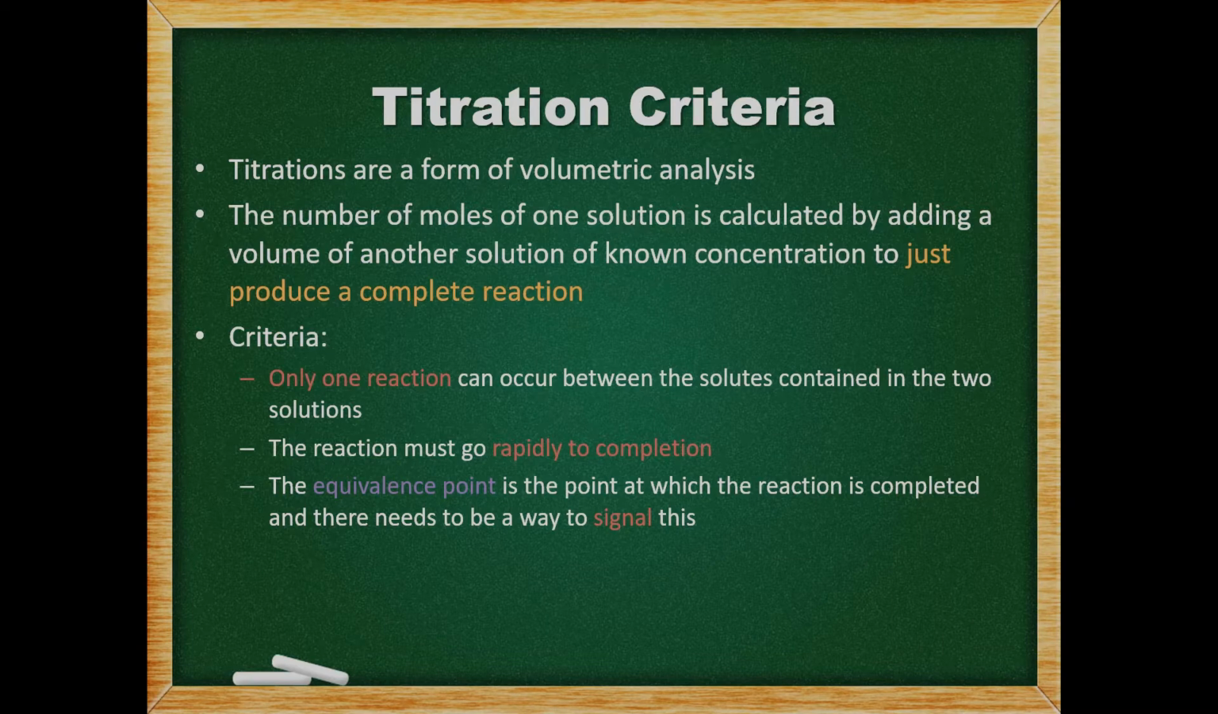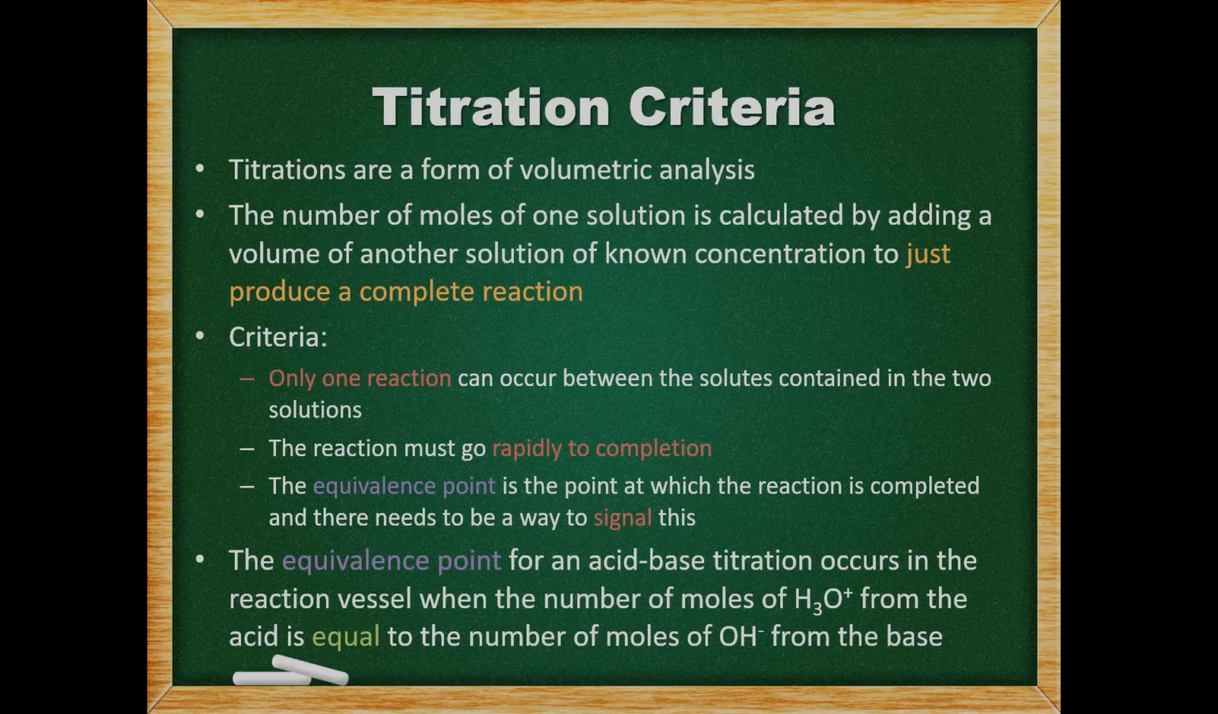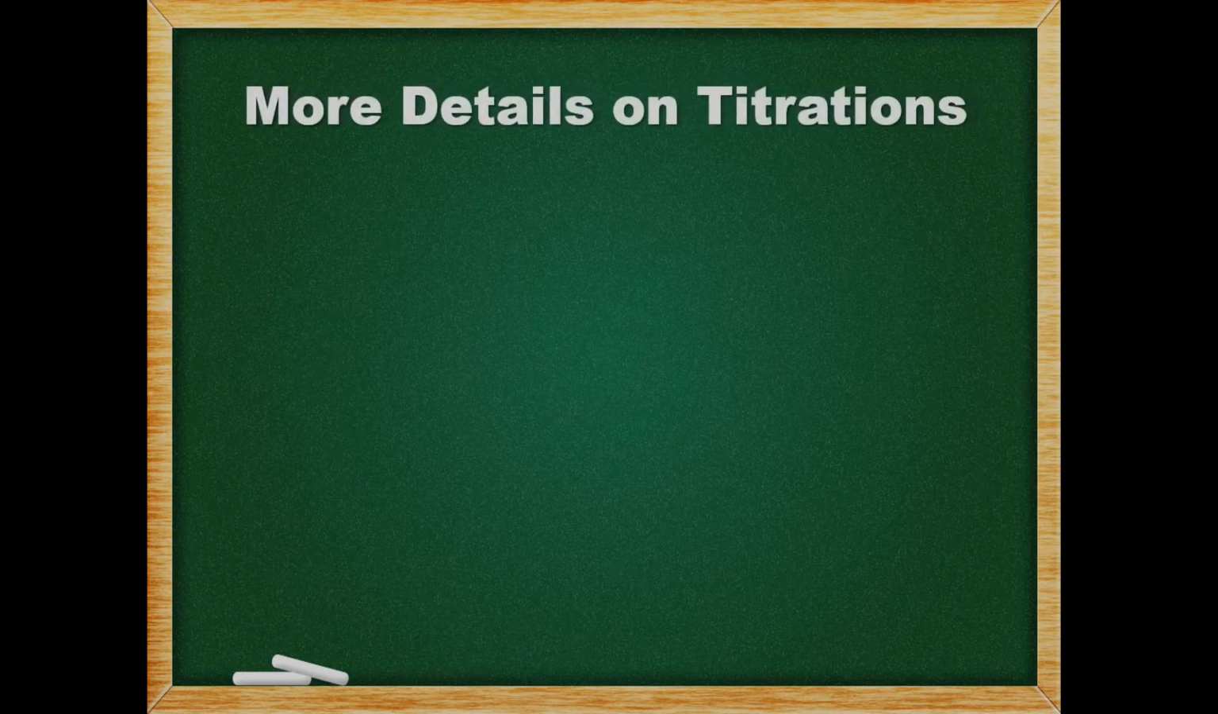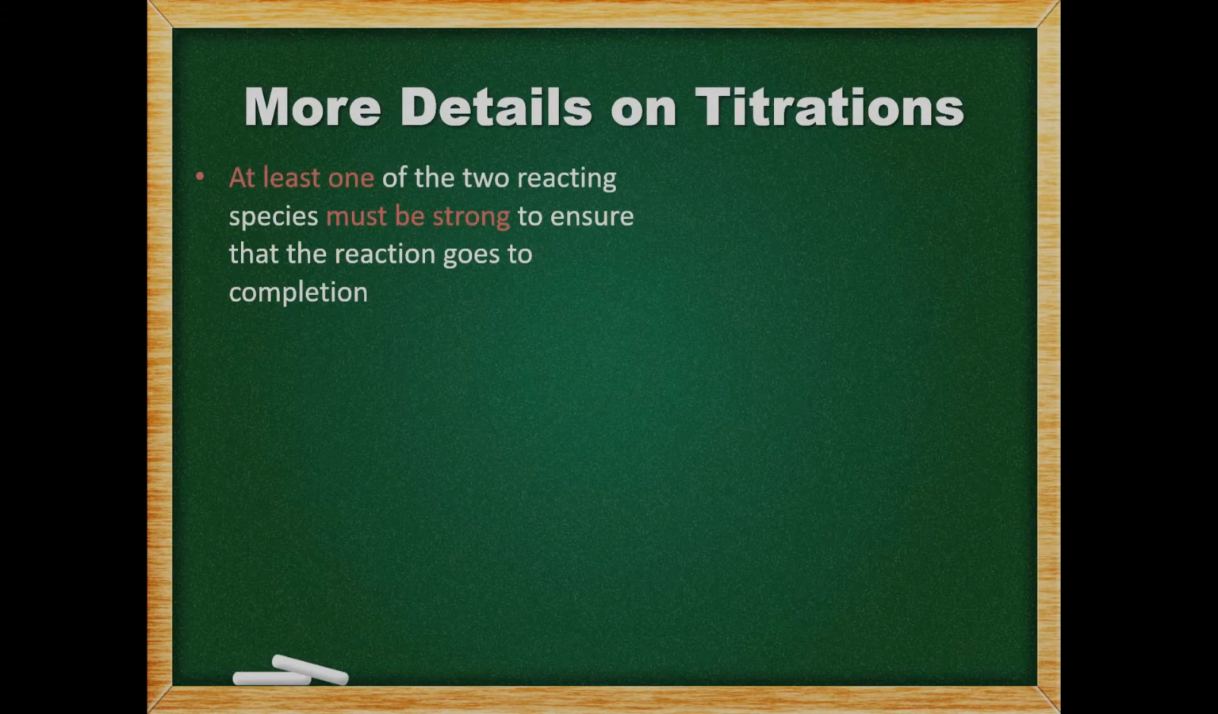For an acid-base titration, the equivalence point occurs when the number of moles of hydronium from the acid is equal to the number of moles of hydroxide from the base. This is not necessarily when the moles of acid equals the moles of base. For example, the acid could be diprotic, but the base could be monoprotic. At least one of the two reacting species must be strong to ensure that the reaction goes to completion.